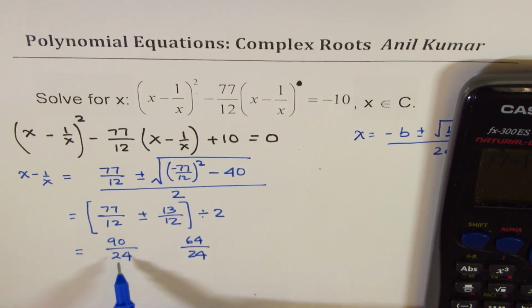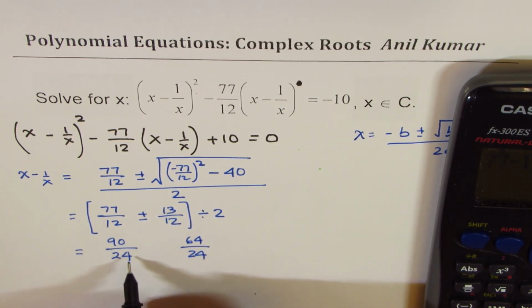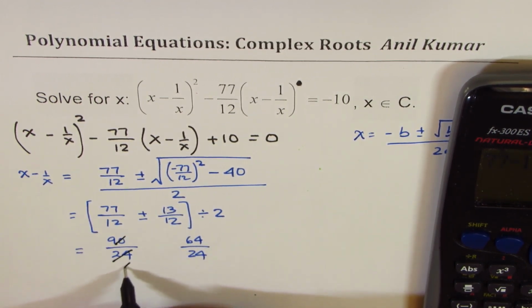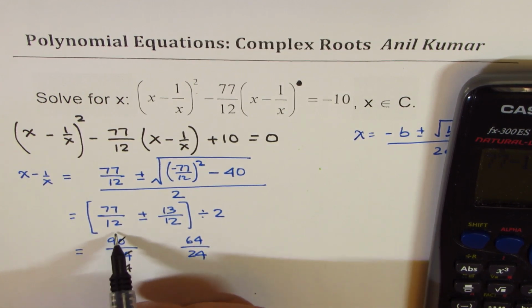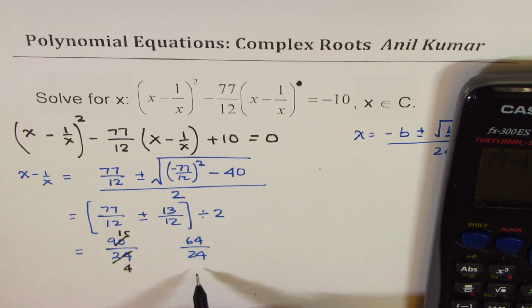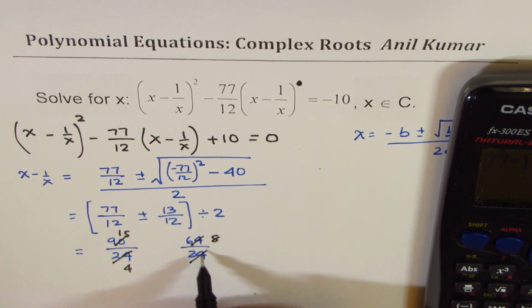So 90 over 24 could be divided by 6, for example. So if you divide by 6, you could cancel this. Let me write like this. 6 times 4 is 24, 6 times 1, 6. So 15 over 4. Here we could divide by 8, right? So 8 times 8 is 64, 8 times 3 is 24.